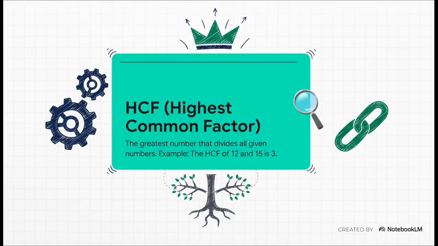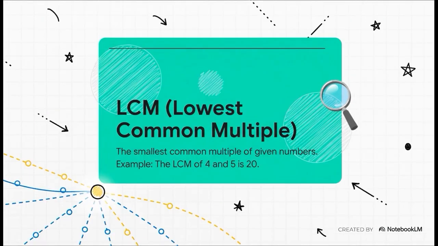Alright, let's talk about the HCF or highest common factor. The name pretty much gives it away, right? It's the biggest number that is a factor of 2 or more numbers. It's like finding the strongest connection they have in common. And on the flip side, we have the LCM or lowest common multiple. This is the very first number that shows up in the times table of all the numbers you're looking at. It's the smallest multiple they all share.